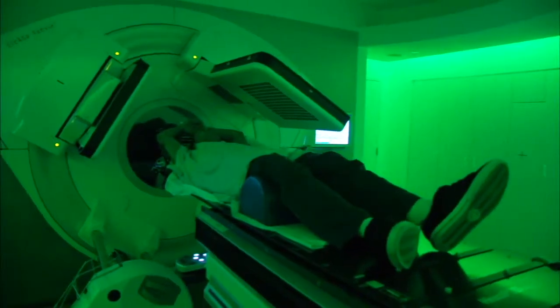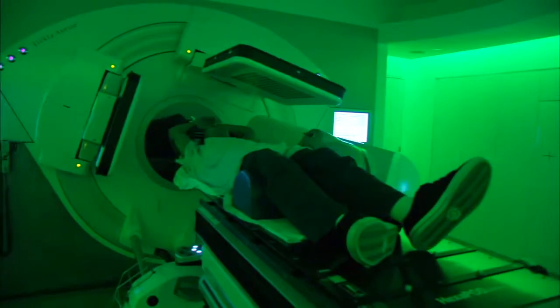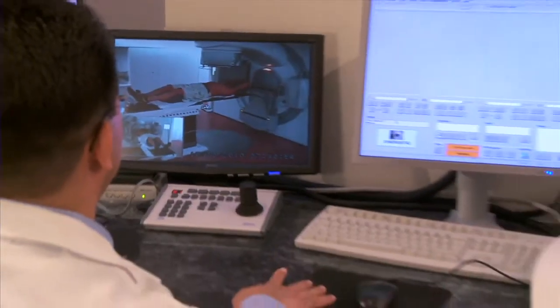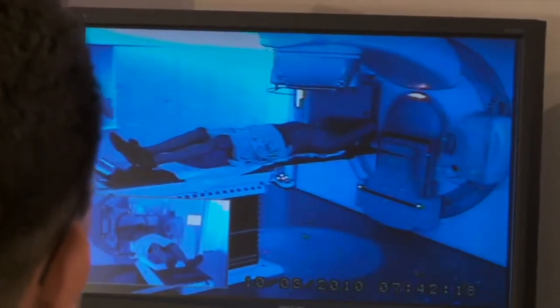During radiation, you can easily communicate with your treatment team. We have an intercom system, so we could hear you. We're watching you the whole time on a closed-circuit TV. If you need to say something to us, we can hear you and speak back.